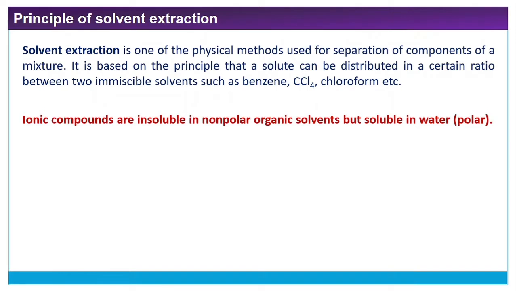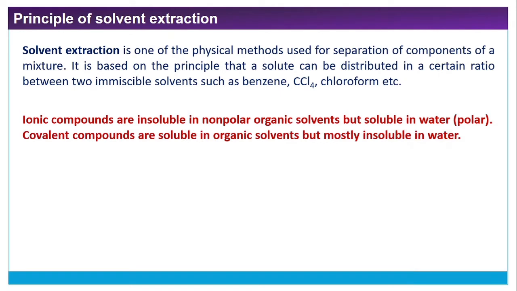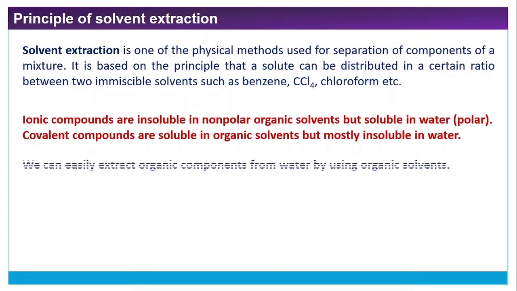Ionic compounds are insoluble in non-polar organic solvents but soluble in water, because ionic compounds, ionic salts, are polar and can be dissolved in the polar solvent, while covalent compounds are soluble in organic solvents but mostly insoluble in water. So these solubility properties can be used for solvent extraction. We can easily extract organic components from water by using organic solvents.